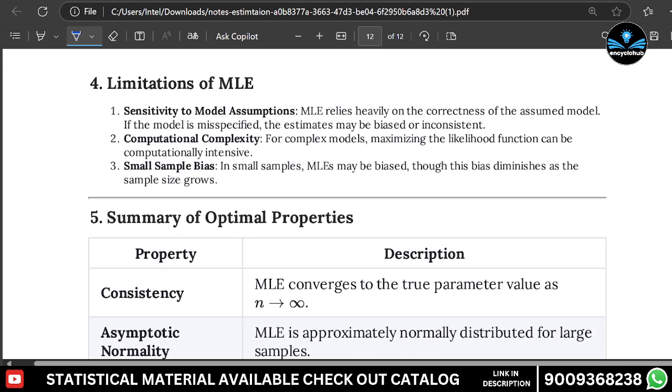Now right now we are discussing the limitations. And obviously in any method there can be limitations. So first is the sensitivity to model assumptions. MLE relies heavily on the correctness of the assumed model. If the model is misspecified, the estimates may be biased or inconsistent.